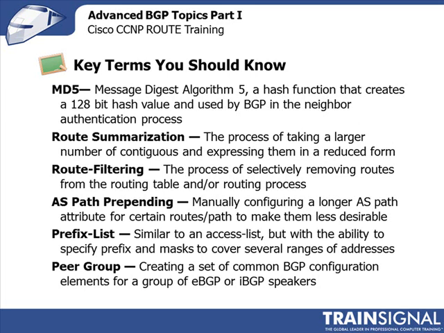Route filtering is the process of removing routes selectively from the routing table or a routing process. ASPath prepending, which we just mentioned sort of in passing, is manually configuring a longer ASPath attribute for certain routes or paths to make them less desirable. Remember in BGP, shorter ASPath is preferred over a longer ASPath. Prefix list is similar to access lists in terms of filtering, but with the ability to specify prefix and mask to be able to cover a number range of addresses. And then peer groups are a common set of configuration parameters for BGP for a group of eBGP or iBGP speakers.